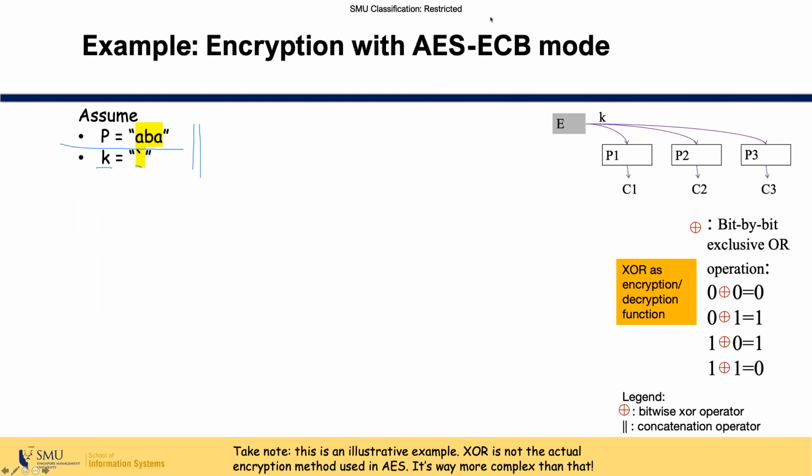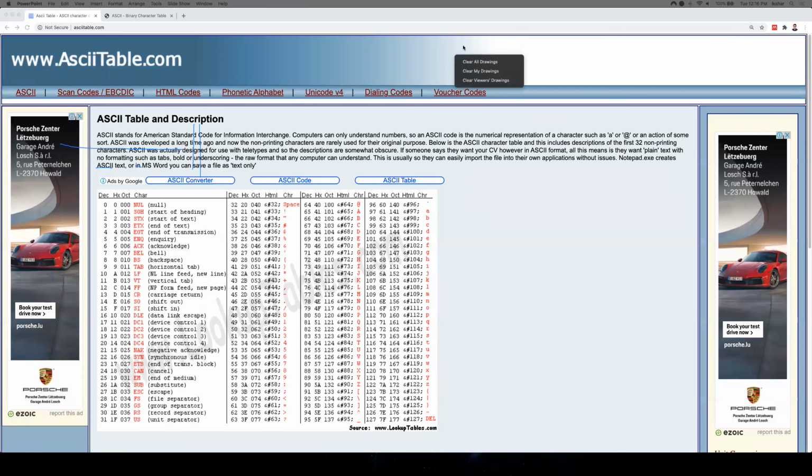So let me go to this web page, which is ASCII-table.com, which provides the ASCII character to its equivalent decimal value conversion. Here, the very first character of the message is A, which is equivalent to the decimal value 97. The next character, B, is equivalent to the decimal value 98. The last character is also character A, so it is the same as before. And the key K character is a backtick character, which is this one here. It is equal to the decimal value 96.